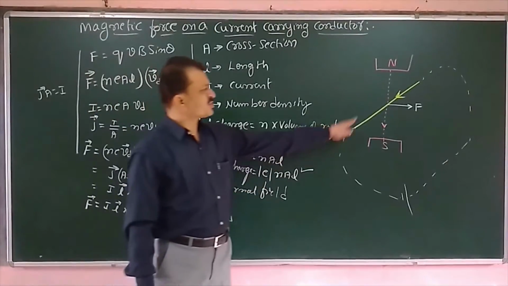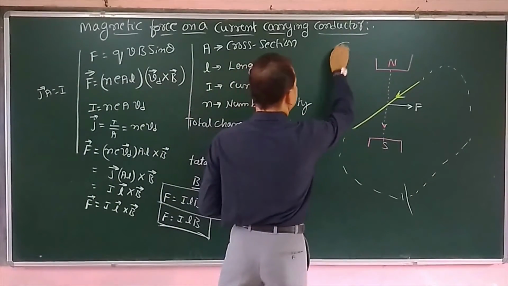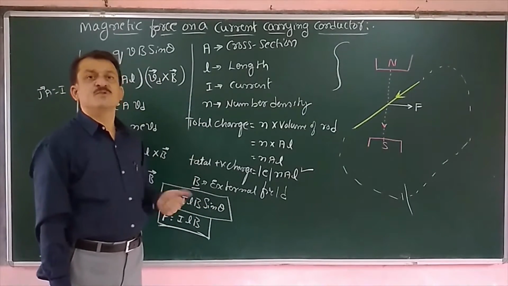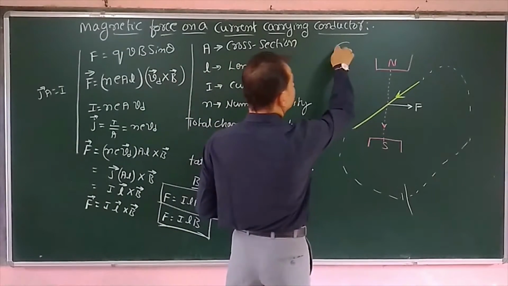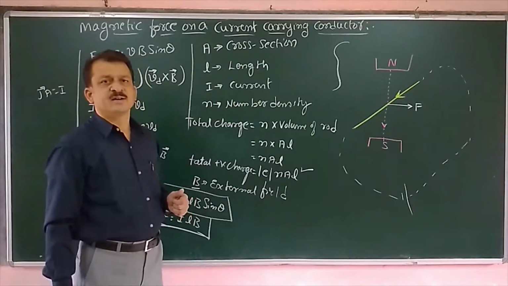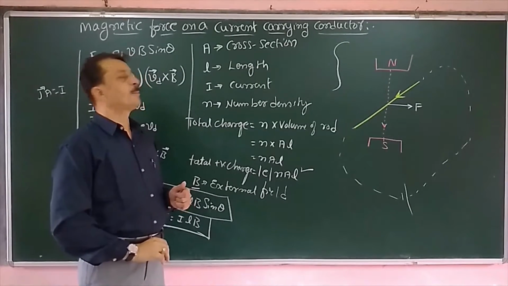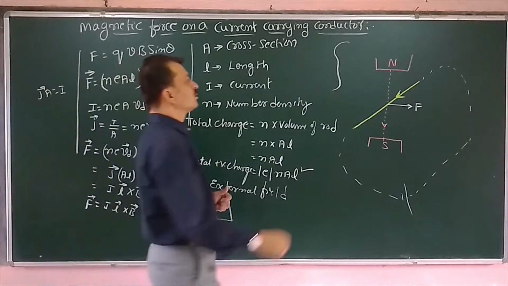Here we have taken a straight conductor. If the conductor is having any arbitrary shape, then how can you calculate the force? In that case, we have to divide the conductor into small equivalent pieces so that we get a straight portion.